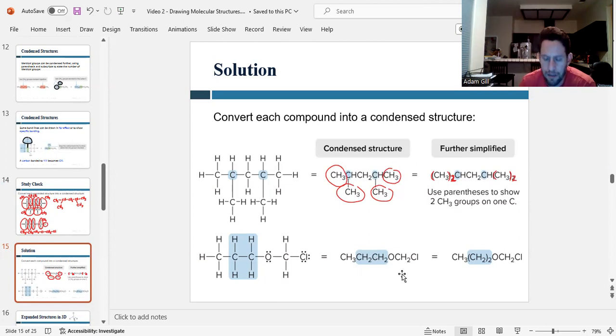And same thing here. We've got these 2 CH2 groups right next to each other, so we can write that in parentheses with a subscript 2. That way we don't have to write it out twice. We just write it once and then specify that there's 2 of them in a row. So this is the further condensed method.